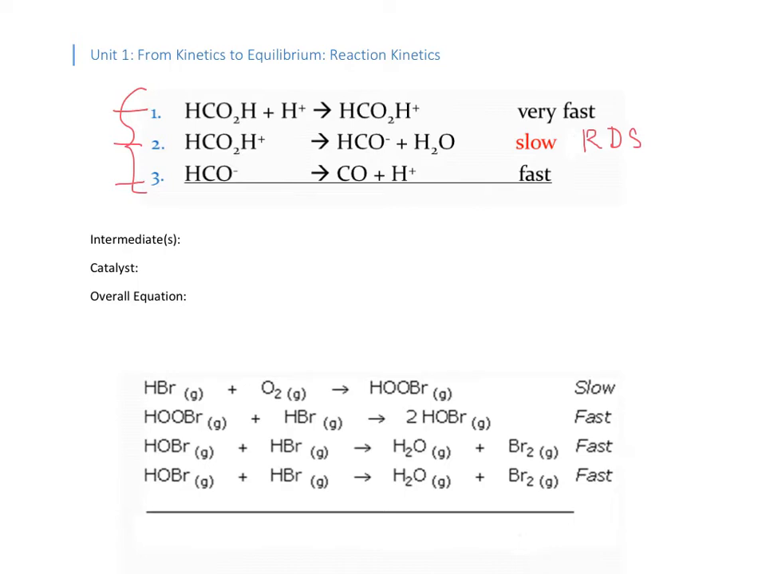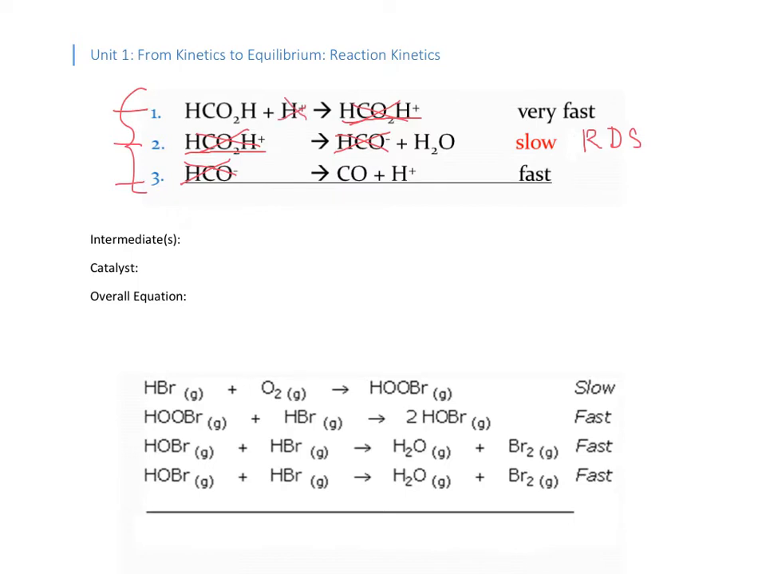For example, HCO2H+ appears as a product, and then HCO2H+ appears as a reactant later on. It is an identical species that appears on opposite sides of our arrow, so we can cancel these out. Likewise, HCO- and HCO-, identical species on opposite sides of our arrow, can also be crossed out. The last thing that we can cross out is our H+.